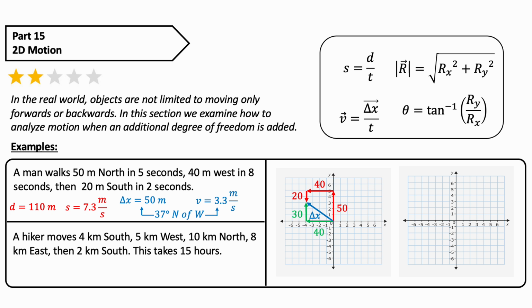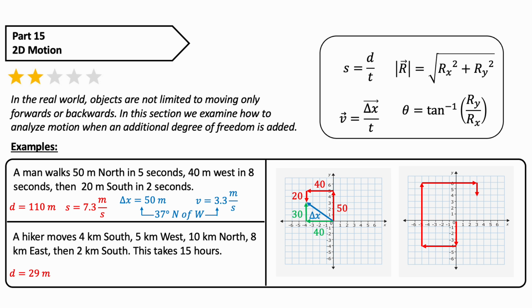So let's see this again. It's really no different for the next one. We're just adding more steps to it. So a hiker moves 4 south, so we sketch that, and then 5 west, and then 10 north, and then 8 east, and then 2 south. And so often I think the trickiest part is just making sure our sketches are good and they are to scale. Just make sure that we're counting slowly and we're ending up at the points that we start at.